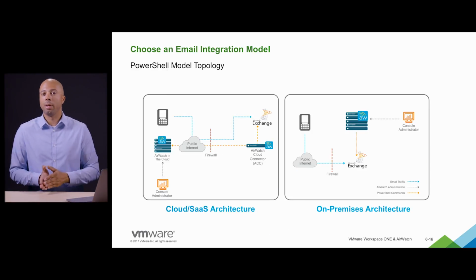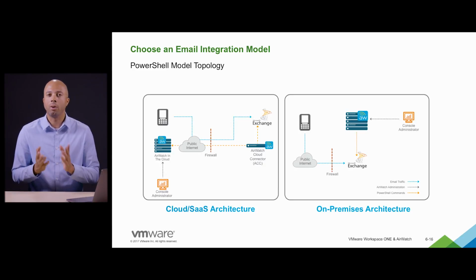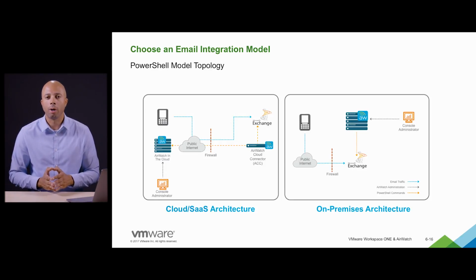You can mix it up a little bit here. So take a look at this workflow. If you have a scenario where AirWatch is in the cloud and you have an Exchange server on premise, well, you might need an additional piece of hardware. So if we need to get into your internal network to send a list of permissible devices to your on-premise Exchange server, you're going to need a connector.